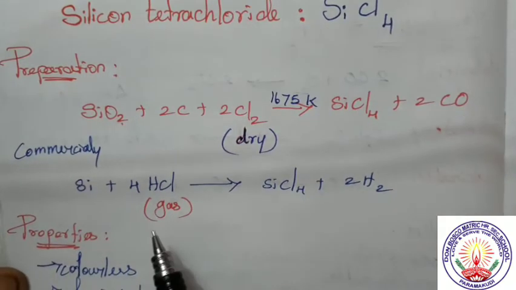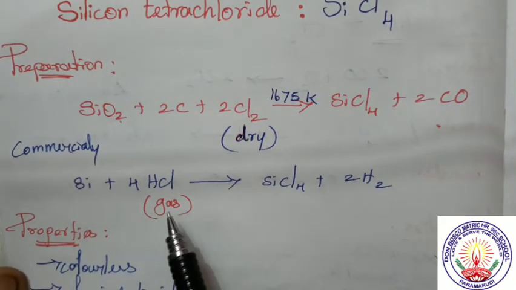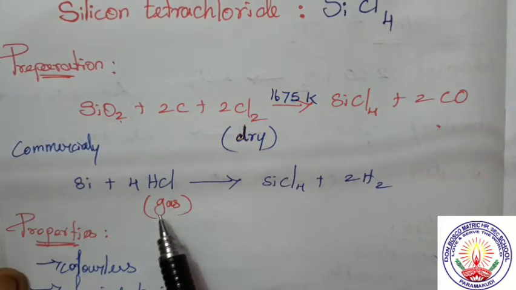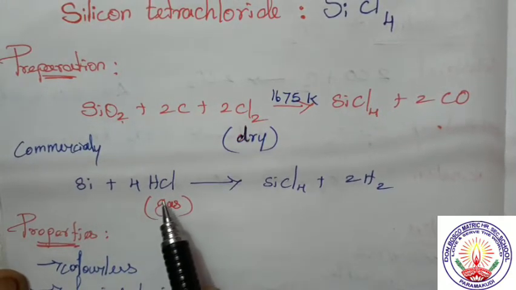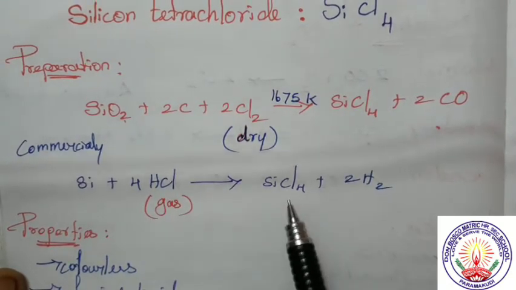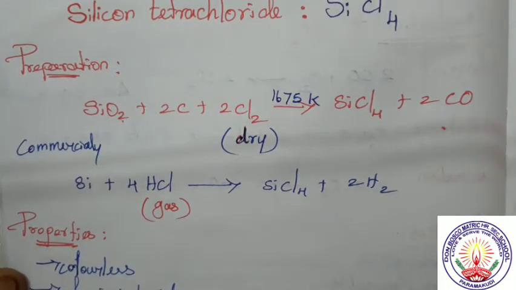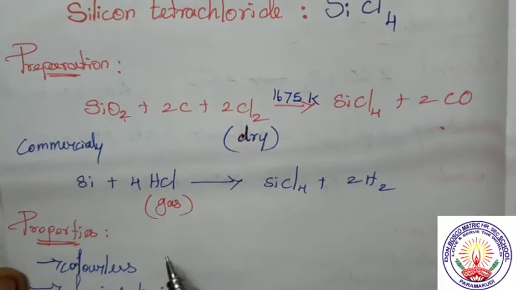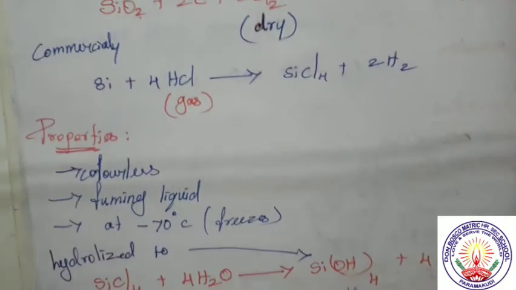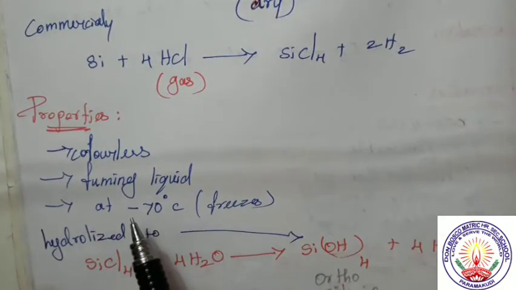Commercially we can prepare this by passing hydrogen chloride gas. Here we are taking silicon and passing hydrogen chloride gas to get silicon tetrachloride, and hydrogen gas is released. Next we shall see the properties of silicon tetrachloride.